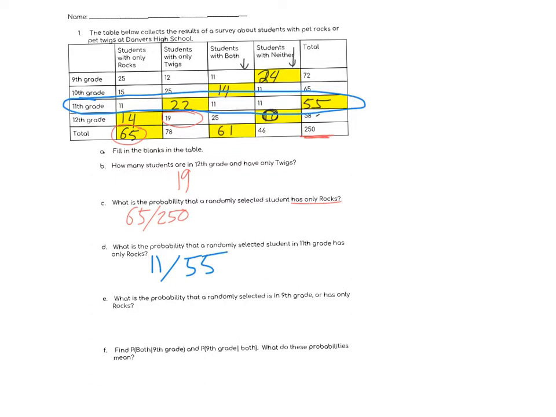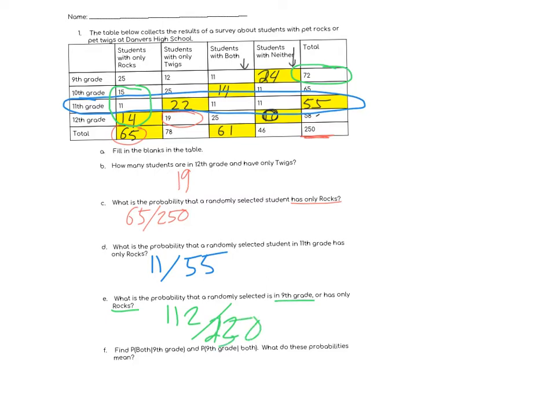What's the probability that a student selected is in 9th grade or has only rocks? So in 9th grade, that's going to be looking at the total there, or has only rocks. We've got to add the other rocks categories that are not 9th grade. So we've got 72 plus 15 is going to be 87, plus 11 is going to be 98, plus 14 is going to be 112. So 112 divided by 250.